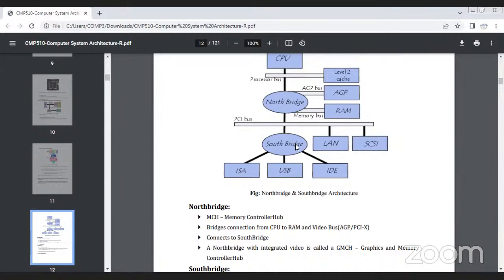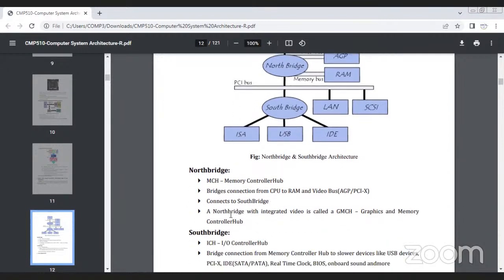North bridge with integrated video is called the graphics and memory control hub, GMCH. GMCH is known as the graphics and memory control hub.